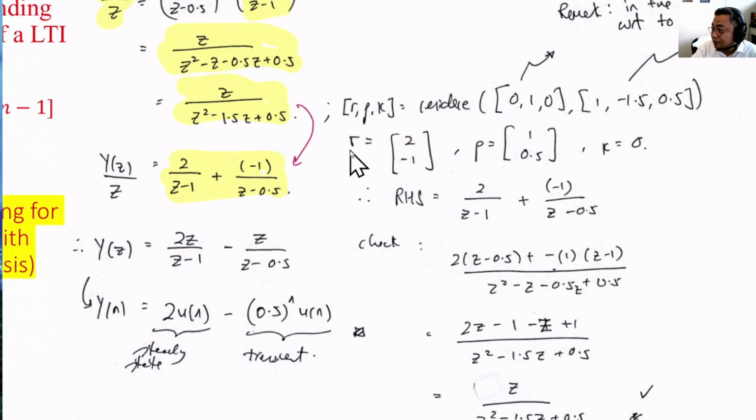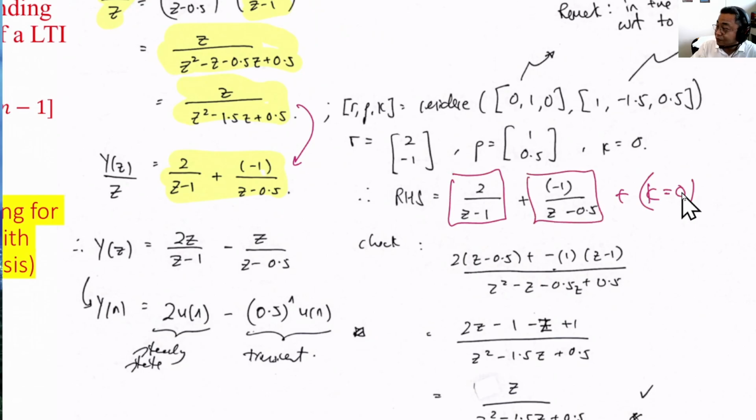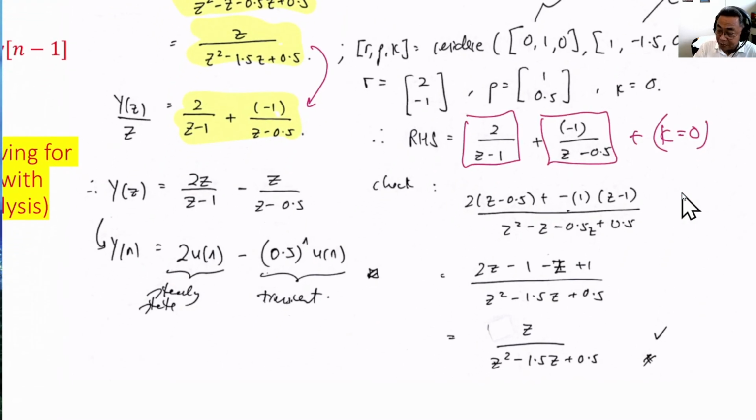RPK will basically give you R and P as well as K, and then you plug in this equation in the partial fraction expansion form. So 2 comes to here, 2 is the top numerator, and the corresponding pole is z minus 1. Minus 1 goes to here, and the corresponding pole is z minus 0.5. And K is 0, so this is plus 0. Alright, so now we're almost in the form that we can have lookup tables, right?